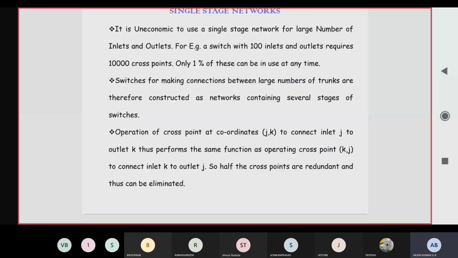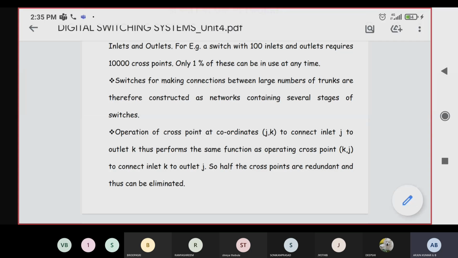Clear about this one? Suppose there are two coordinate points, J and K. If you connect those two points, inlet J to outlet K, the same connection can also be done by operating the crosspoint K to J.